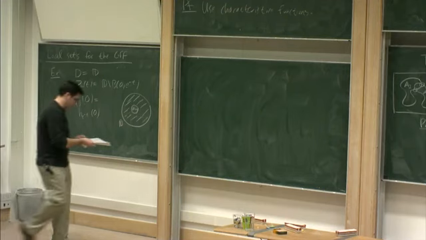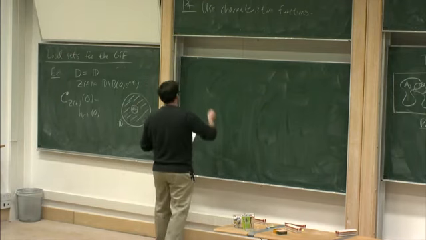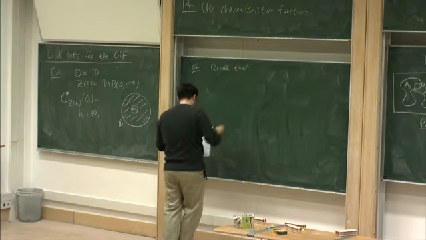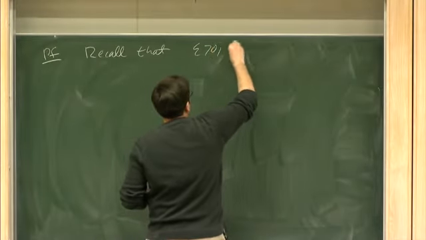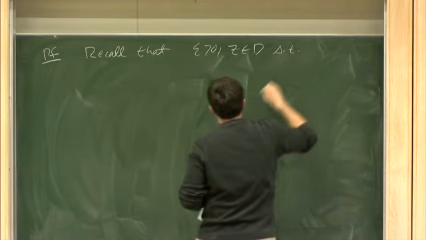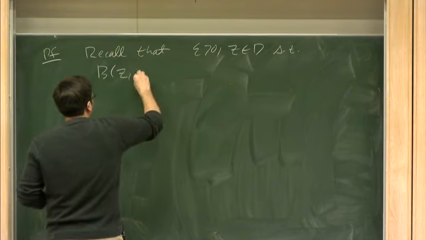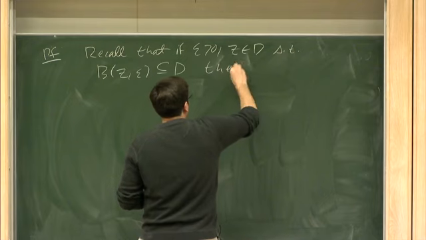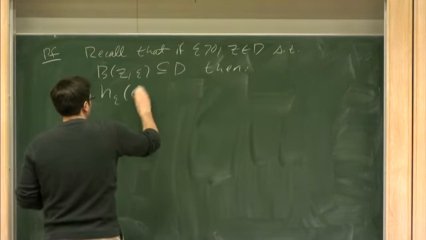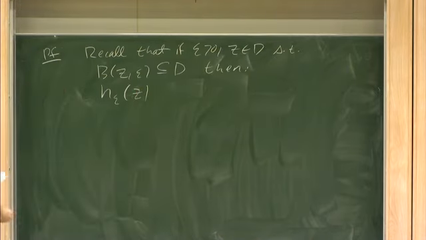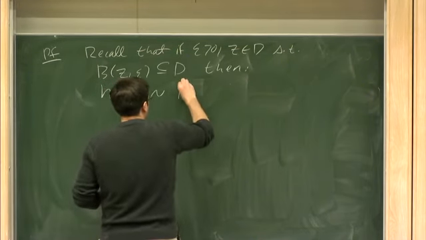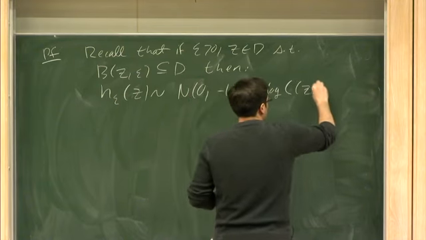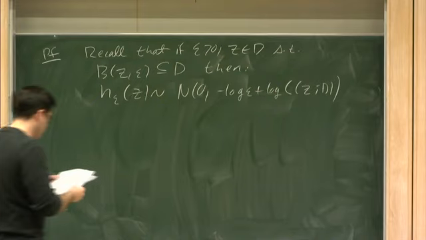All right, so here's the idea. Let me remind you one more time that if I have epsilon positive and z in D such that the ball of radius epsilon centered at z is contained in my domain, then the average of the Gaussian free field on the circle of radius epsilon centered at z is a normal random variable with mean 0 and variance minus log epsilon plus the log of the conformal radius of z in D. Okay, so this is the basic result.